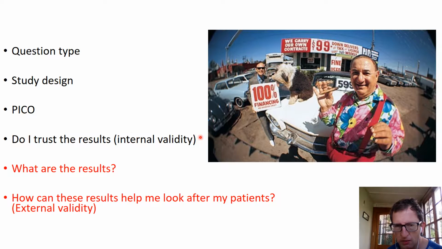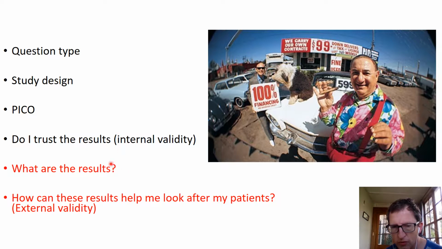In YouTube clip number 2 we went on about assessing internal validity, so do I trust the results, where we really look, through using a checklist, at the effect of bias on a paper and how well distributed prognostic variables were in terms of whether they're equal or unequal.